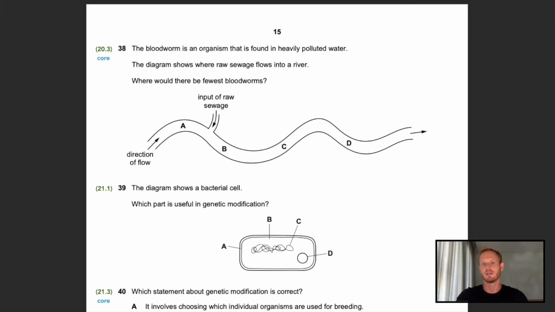Number 38. The bloodworm is an organism that's found in heavily polluted water. The diagram shows where raw sewage flows into a river. Where would there be fewest bloodworms? So the answer to this one is quite clearly A, as it's the part of the river that comes before the input of raw sewage.